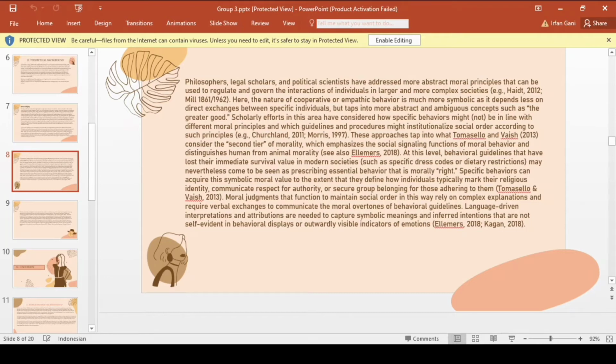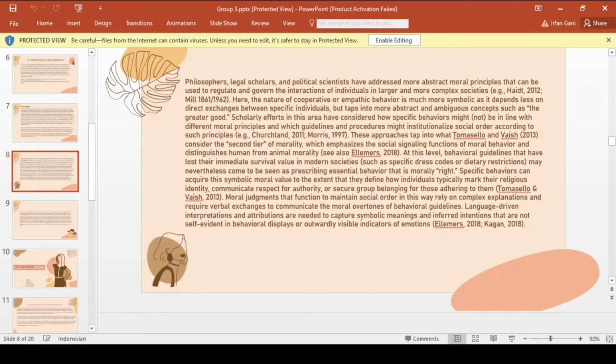These approaches tap into what Tomasello and Vaish considered the second tier of morality, which emphasized the social and signaling functions of moral behavior and distinguishes humans from animal morality. At this level, behavioral guidelines that have lost their immediate survival value in modern societies, such as specific dress code or dietary restrictions, may nevertheless come to be seen as prescribing essential behavior that is morally right. Specific behaviors can acquire symbolic moral value to the extent that they define how individuals typically mark their religious identity, communicate respect for authority, or secure group belonging to those adhering to them.